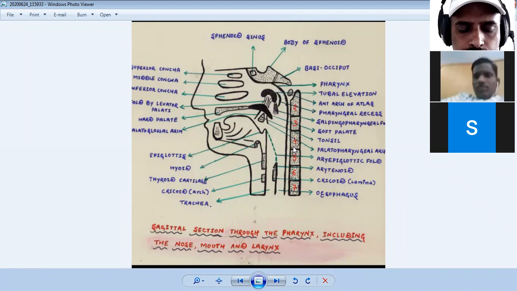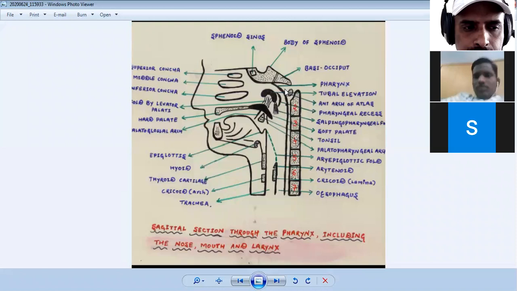This roof and posterior wall of the nasopharynx is a continuous slope opposite the basi-occiput and body of the sphenoid bone, and we have the anterior arch of the atlas. These all form the total roof and posterior wall of the nasopharynx.